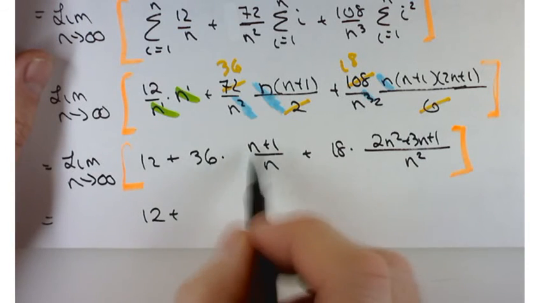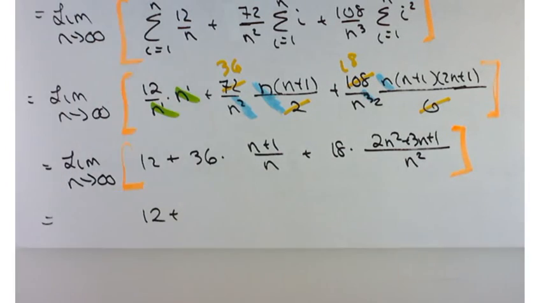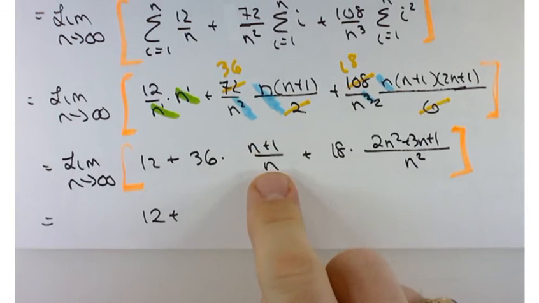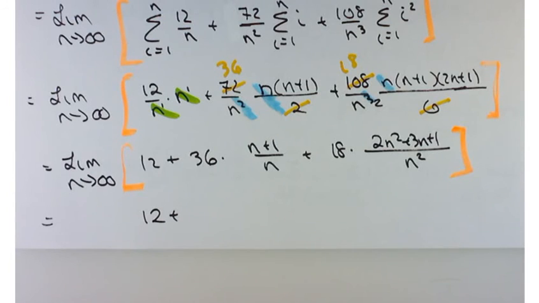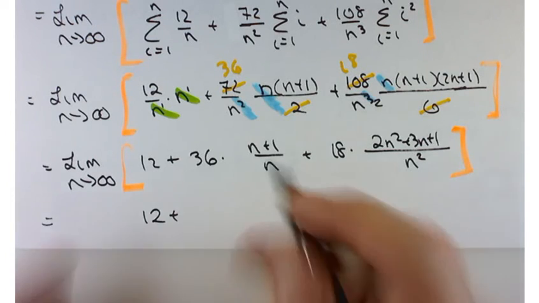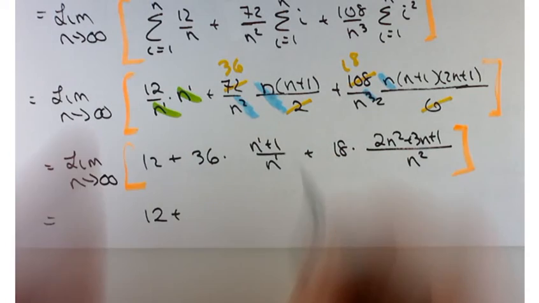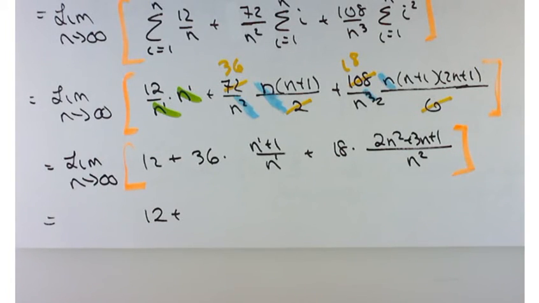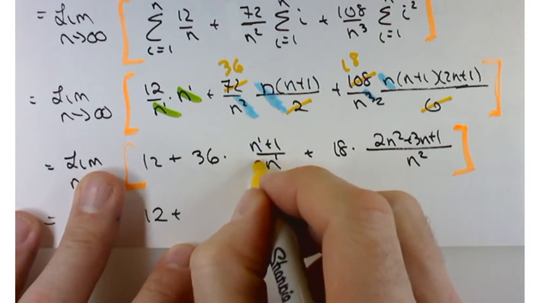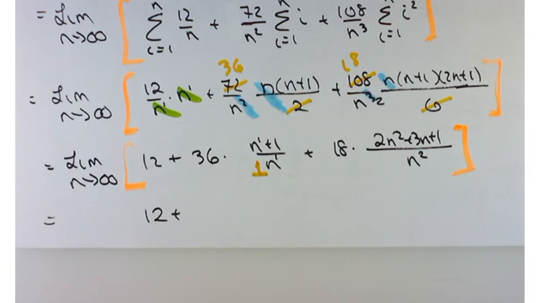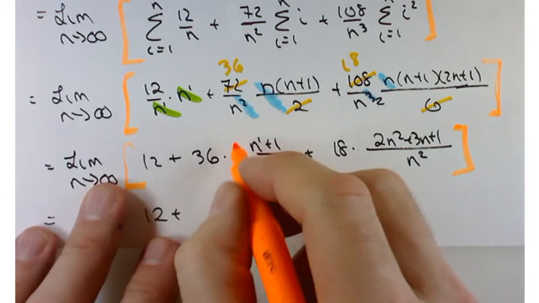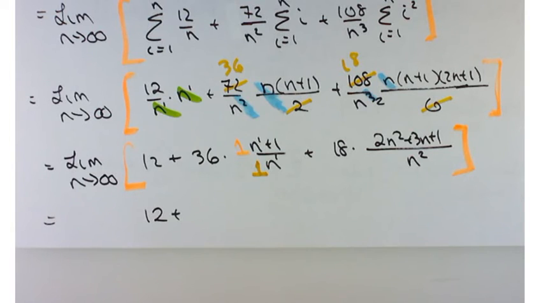What about this limit here? As n goes to infinity, what happens to this? The limit of n plus 1 over n is 1. Why is it 1? Yes, perfect. This is n to the first power, n to the first power. Their degrees match. So if their degrees match, then it's just the ratio of the leading coefficients. Leading coefficient there is 1. Leading coefficient here is 1. So you get 1 over 1.